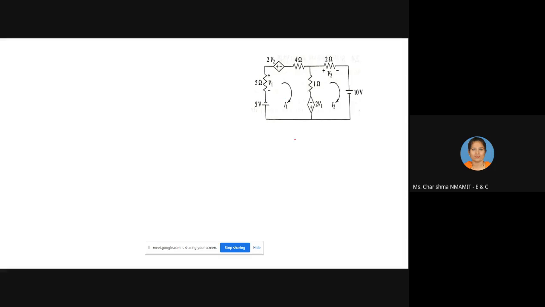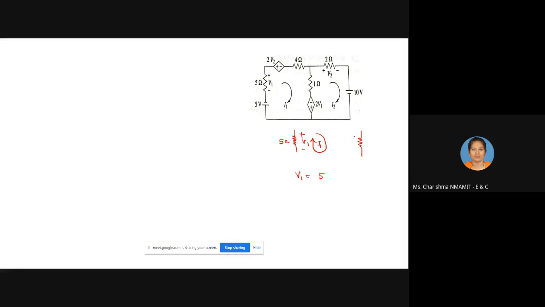See here, this is 5 ohm. Through this mesh, current I1 is flowing. What they have given, V1, is nothing but the voltage across this 5 ohm. So V1 is nothing but 5 into the current flowing through that.